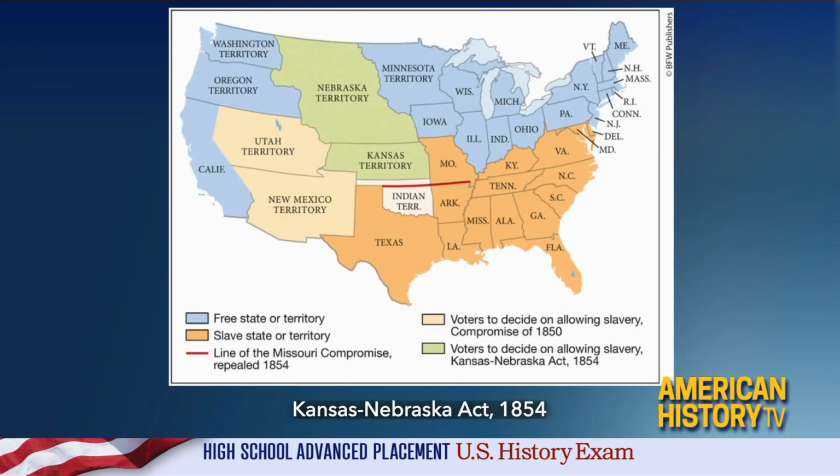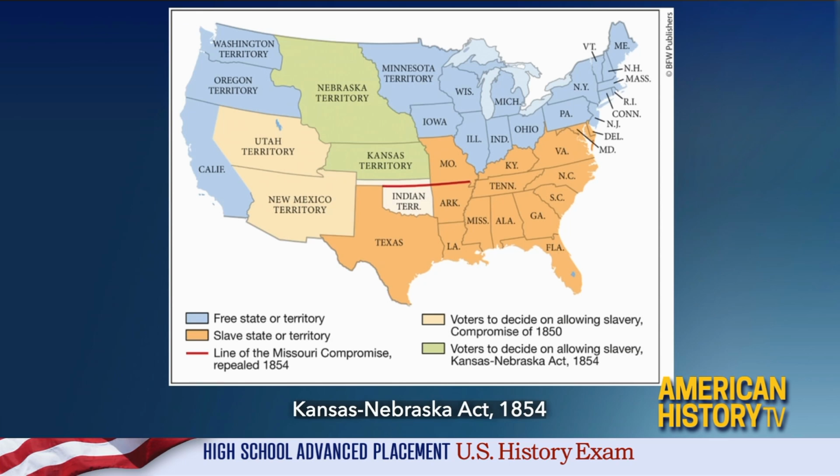Want to show another document that students may encounter on the AP U.S. History test. It's a map depicting the Kansas-Nebraska Act, 1854. Viewers will notice a red line on that map. That's the line of the Missouri Compromise, which Jason Stacy was just talking about. But the blue states and areas there, territories, the free states and territories, and then the orange, the slave states and territories. What should students be looking for when they encounter this?